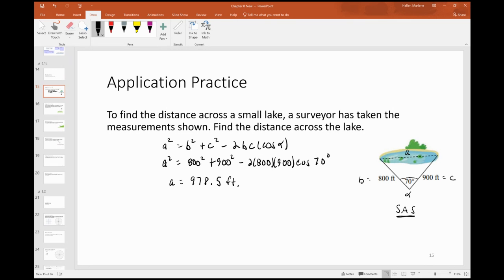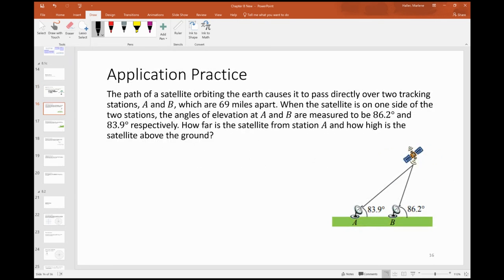Okay, it's a pretty straightforward application. I think this next one is a little more interesting though. In this application, the path of a satellite orbiting the Earth causes it to pass directly over two tracking stations, one labeled A, one over here labeled B. And these two stations are 69 miles apart. Let's go ahead and put that in, and look, we've now made a triangle that we can use to find things out.